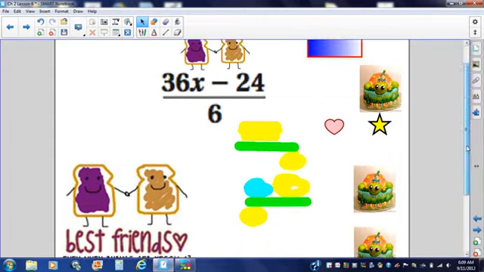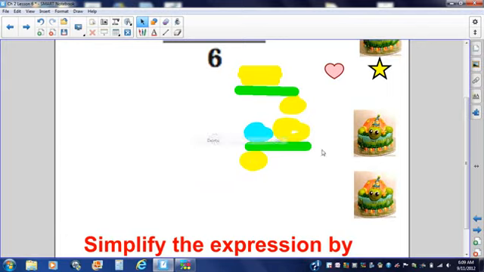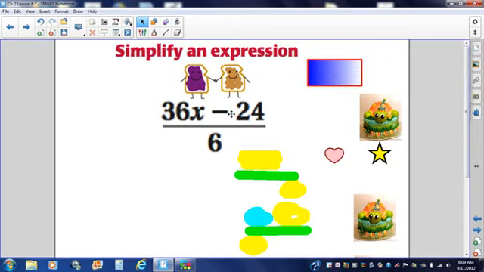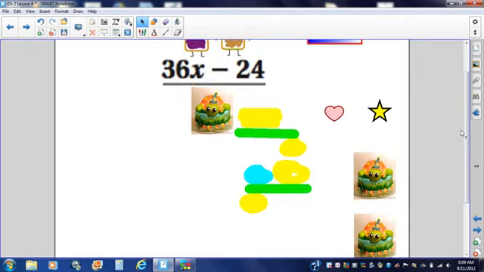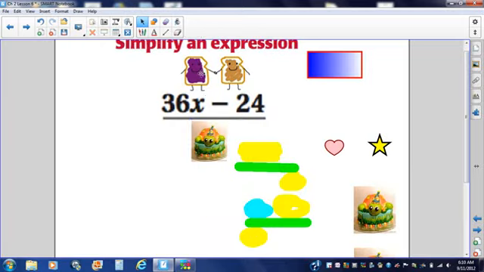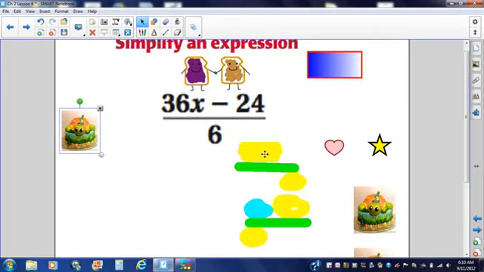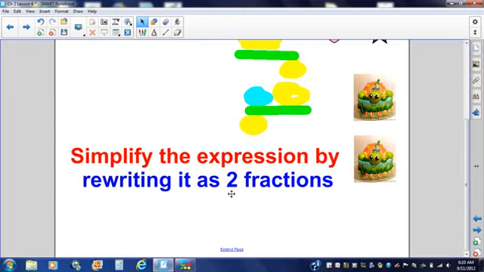So here we go. We have some best friends even when things get messy. We have 36x and we have minus 24. They're best friends, but there's a problem. They both want their own cake. We don't want them to lose their friendship over this cake, or really this denominator. So we are going to simplify the expression by rewriting it as two fractions. Please make yourself a note.